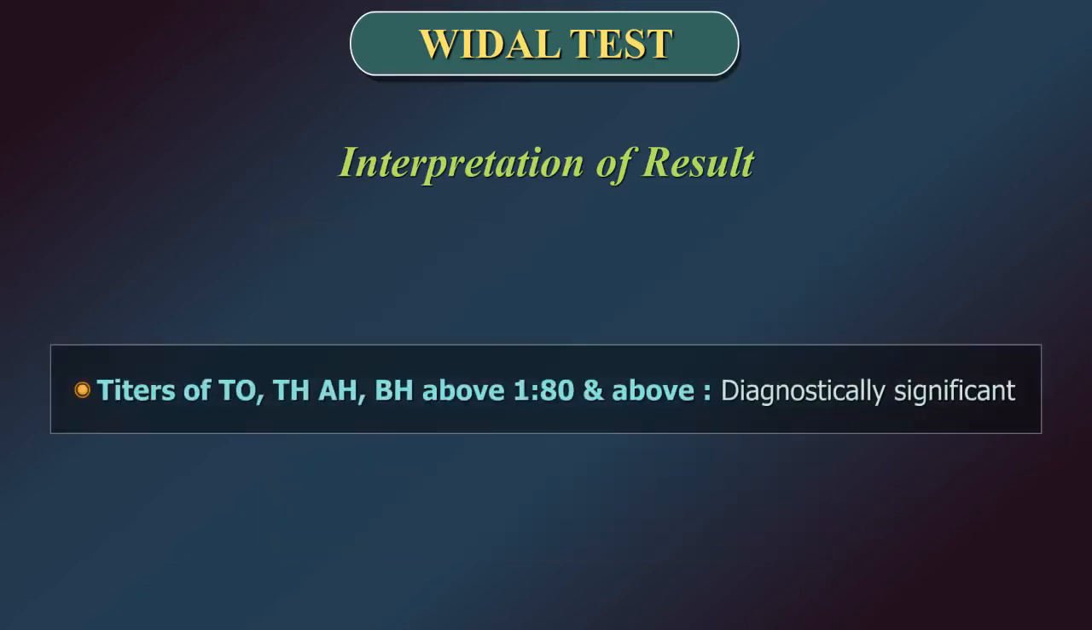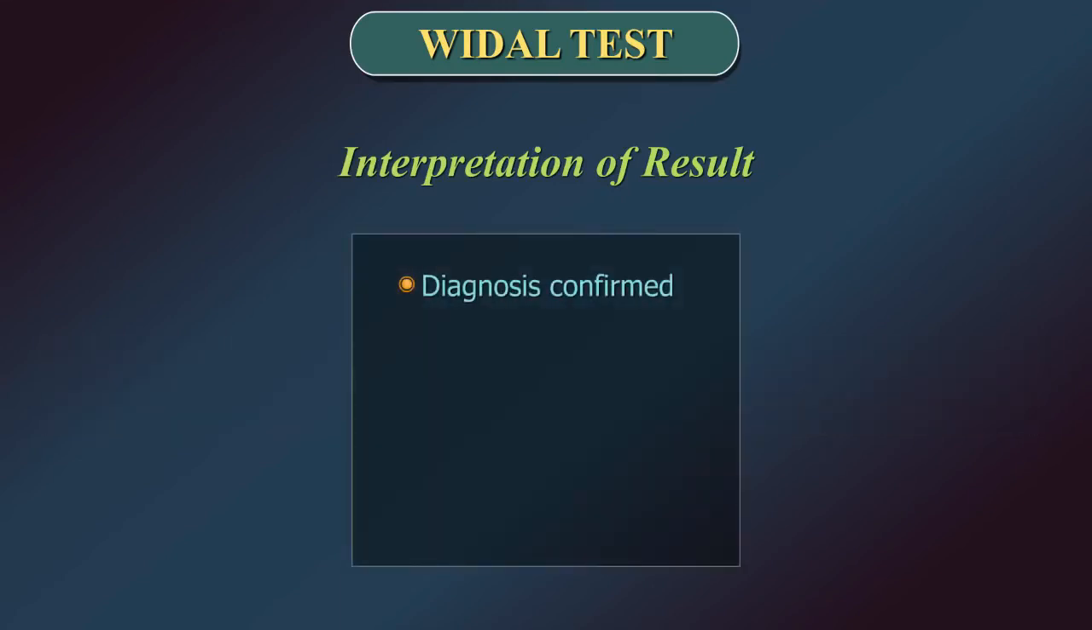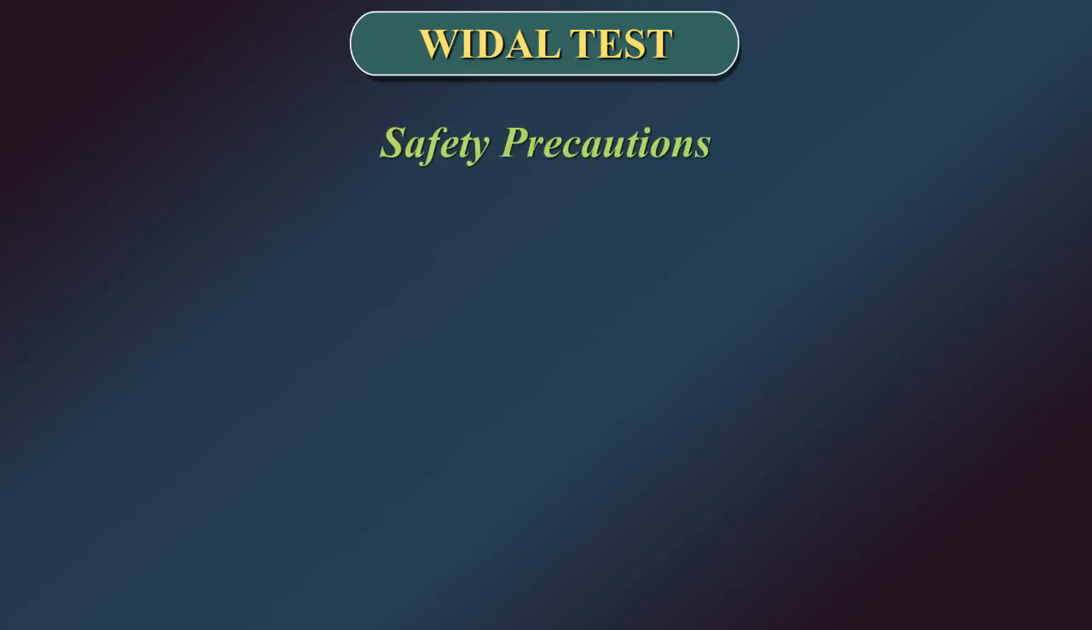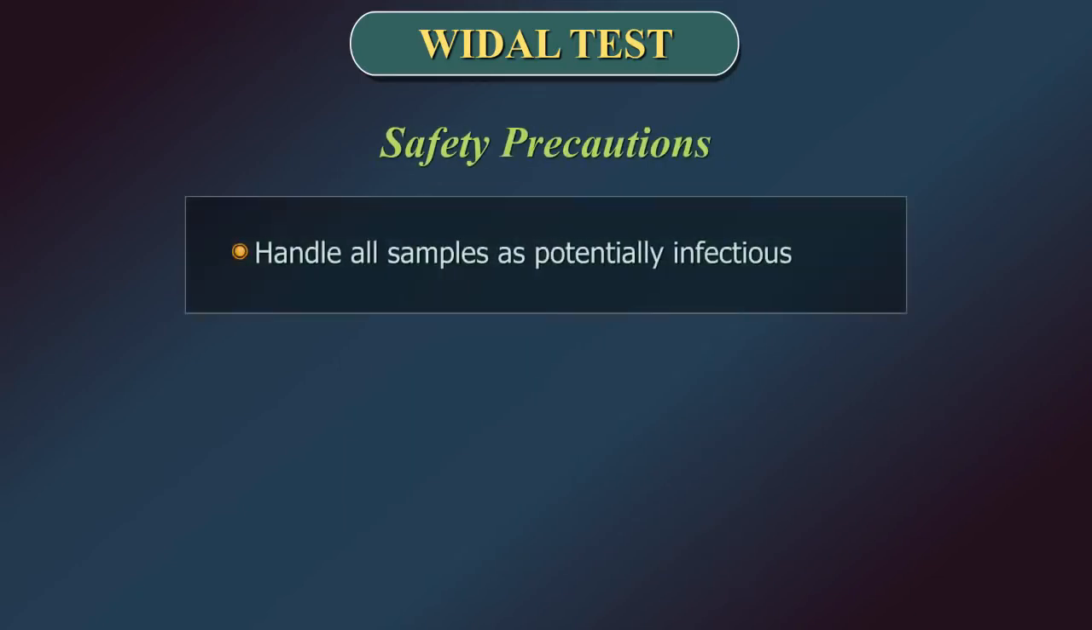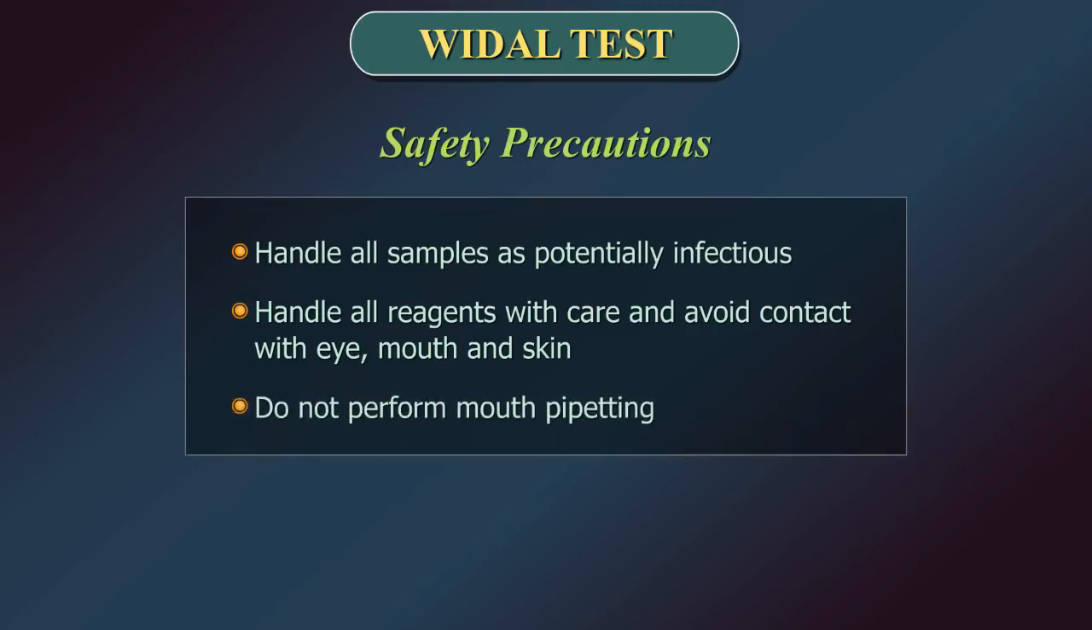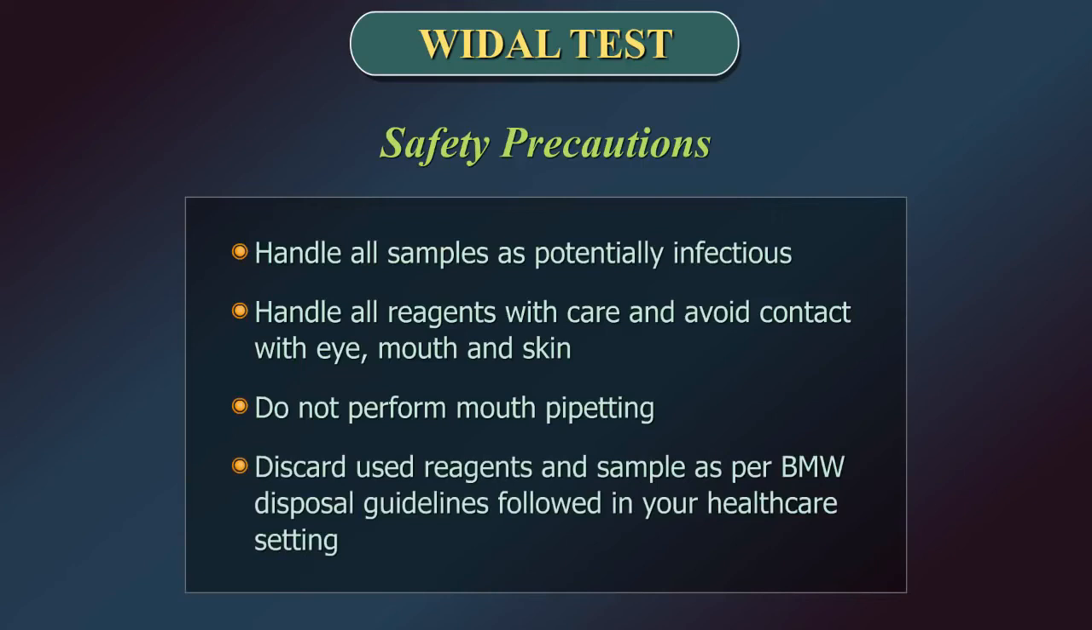Titers of TO, TH, AH and BH above 1:80 and above are taken as diagnostically significant. However, the diagnosis should be confirmed with positive cultures, rapid tests, clinical presentation and other laboratory tests. Safety precautions. Handle all samples as potentially infectious. Handle all reagents with care and avoid contact with eye, mouth and skin. Do not perform mouth pipetting. Discard used reagents and samples as per biomedical waste disposal guidelines followed in your healthcare setting.